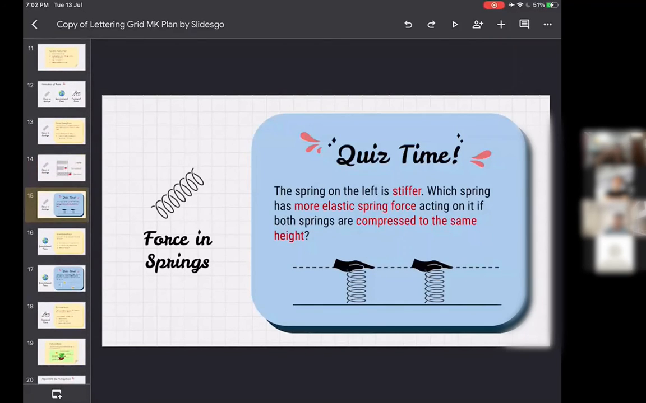Okay, so now I've got a quick quiz, just to see whether you understand. So, the spring on the left is stiffer. Which spring has more elastic spring force acting on it if both springs are compressed to the same height? So that means both of them were longer at first. Then after that, I put a force on each spring until they are the same height. So which one has more elastic spring force acting on it if my left one is stiffer?